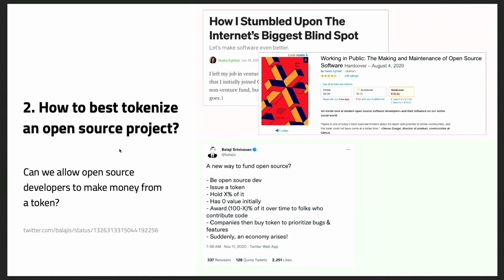There's probably others. Can we allow open source developers with one click to make money from a token or otherwise tokenize their code bases, at their own discretion, of course?